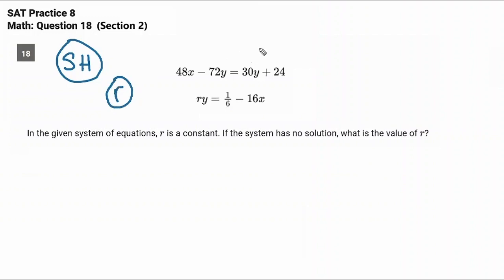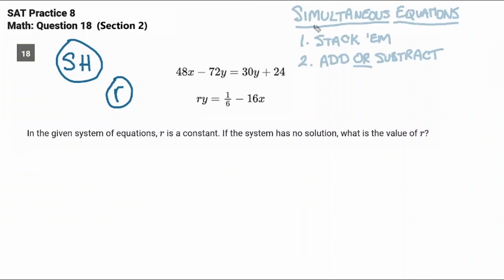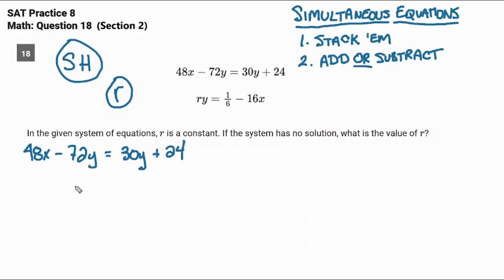Ultimately, this problem is just simultaneous equations. How do I know it's simultaneous equations? Because I got 2 equations. All you got to do with simultaneous equations is stack them and then add them or subtract them. But in order to stack them, you have to have the x's on top of the x's and the y's on top of the y's. So let's make sure we can do that. Write down the first equation. And then in SAT land, and I think in any math, you need to have your letters on one side of the equal sign. So let's make that happen.